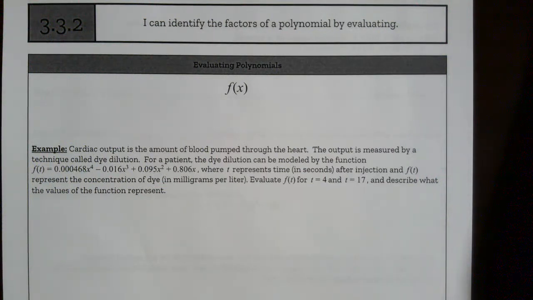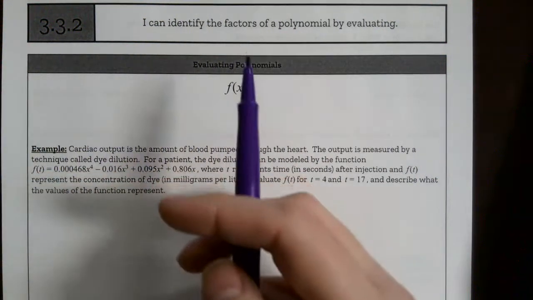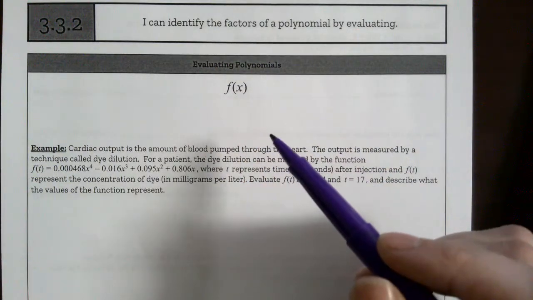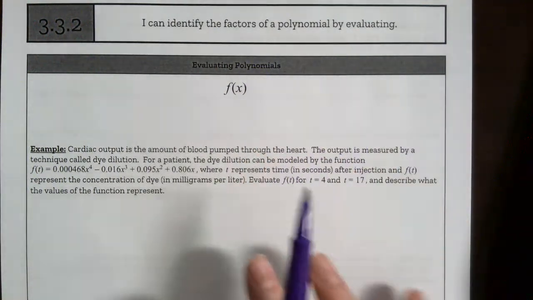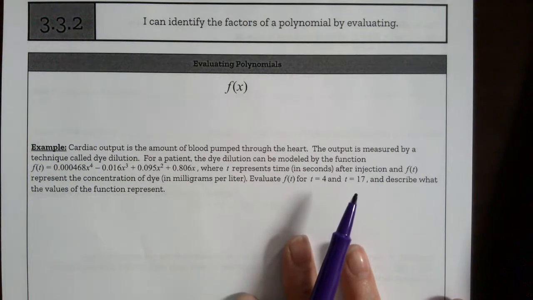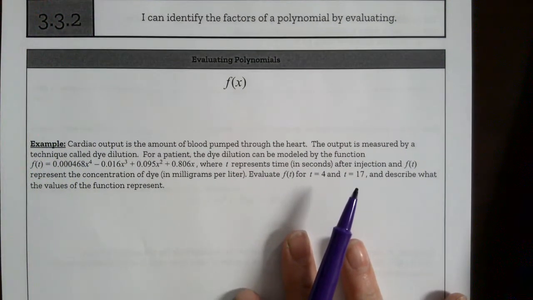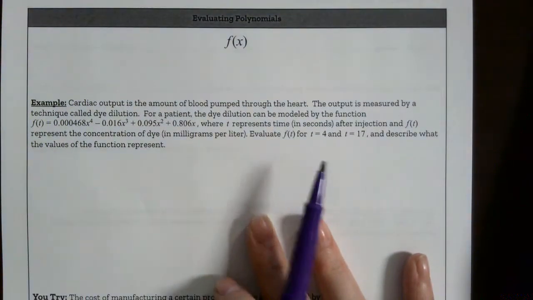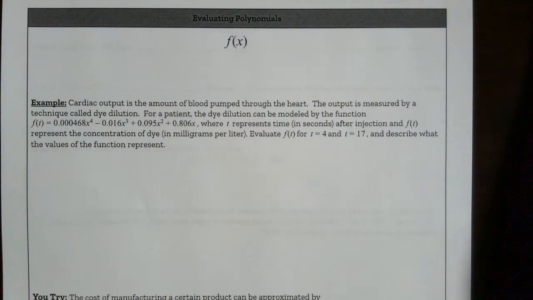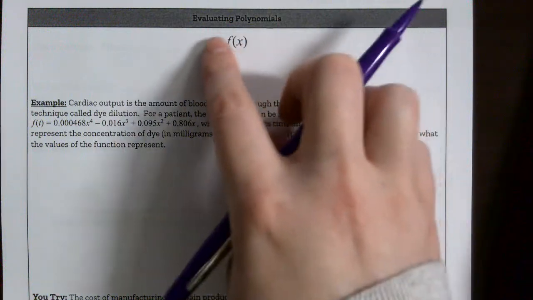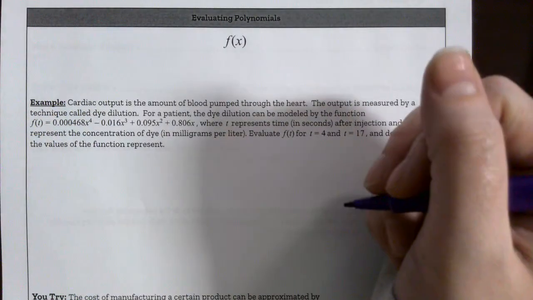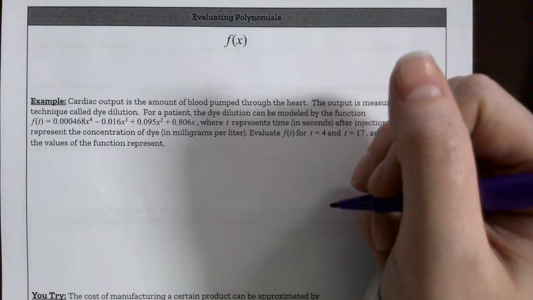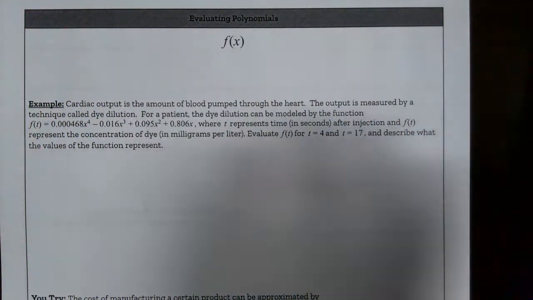Hello. In this video, we're going to go through 332, which is to, oh goodness, that's the wrong learning target. It's really to interpret real-world polynomials, still by evaluating, but not using the factors. So what we are doing is we have our polynomial here, and we are just going to interpret certain points of that polynomial, depending on if we are looking for x or f of x.